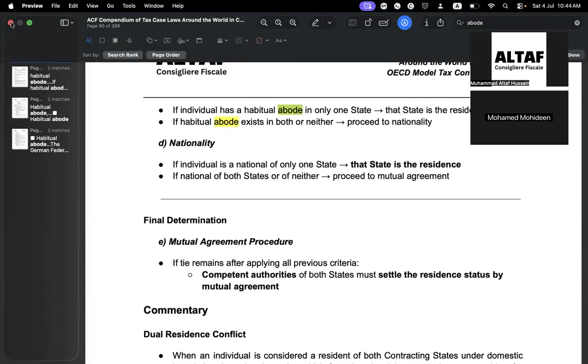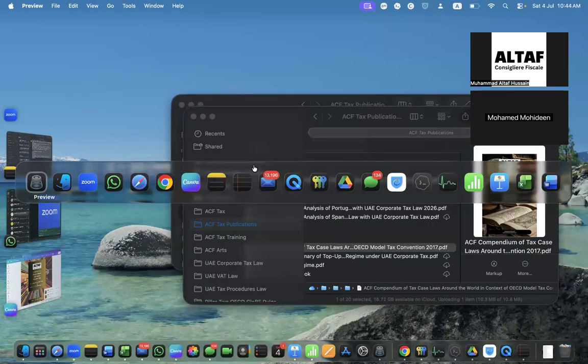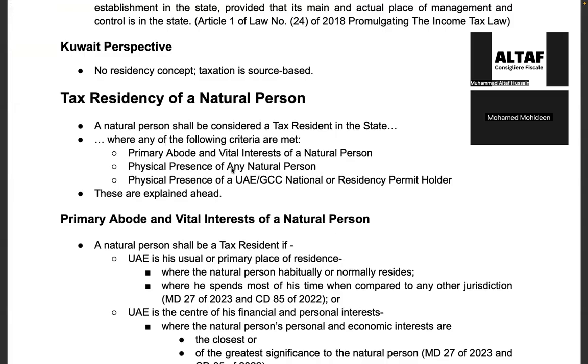This entire document is the commentary on the double tax agreements. It's a model tax convention, a very detailed document. The entire world basically follows this document for double tax agreements under the Geneva Convention.